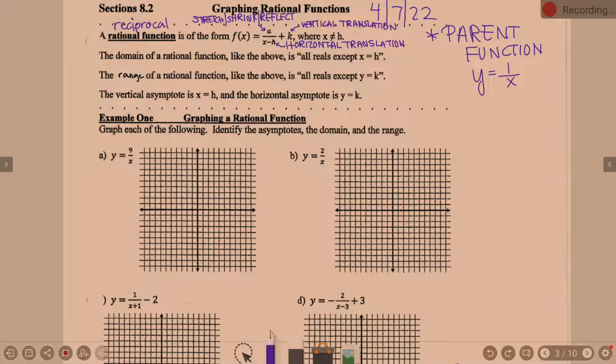X. Domain is X, and then range will be Y. So domain is X values. It's how far your graph goes left and right. Anything X value related.